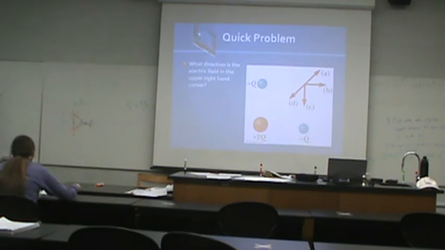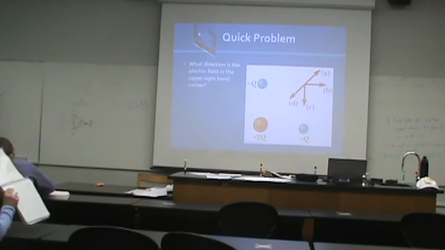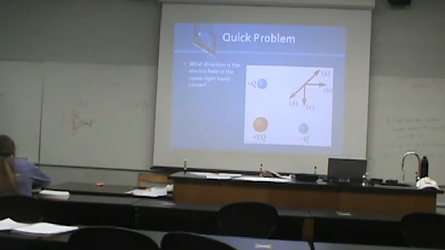When you do the trig, you find out this red piece is smaller than this blue piece, and this red piece is smaller than this blue piece, which means the net field will ever so slightly go that way. I drew my picture here a little out of scale. That's my fault.